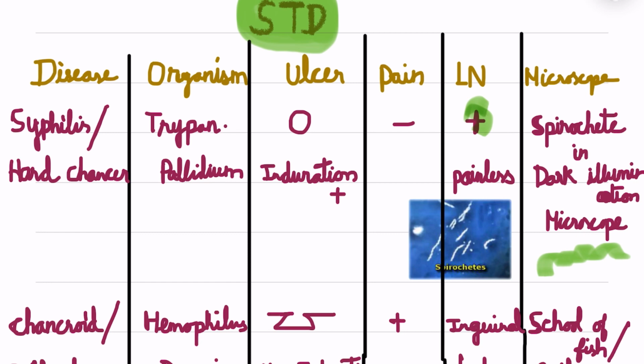When this organism is seen under the microscope, because it is a spirochete, it appears like a spiral shape, and in a negative background. A dark illumination microscope is used to differentiate this organism. In that dark illumination microscope, Treponema pallidum is seen as a spirochete. This spirochete appearance is seen in case of syphilis or the hard chancre.